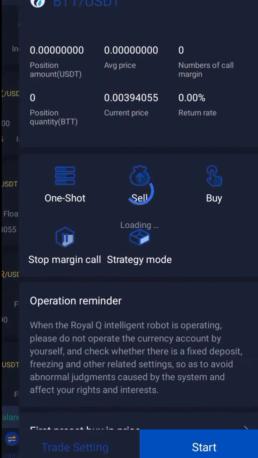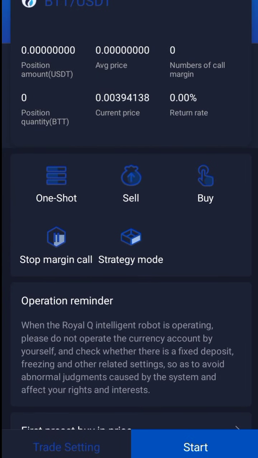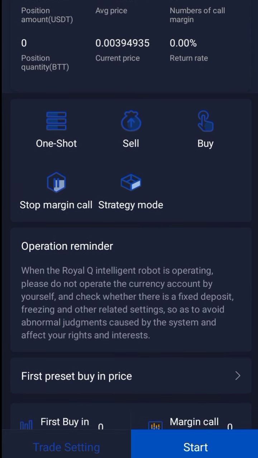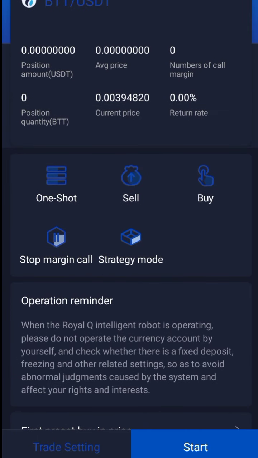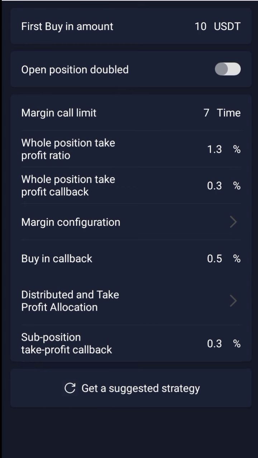So click on BTT. When you look at the BTT, we haven't set up the strategy yet. On the left-hand side, you see trade settings and start. First of all, we have to set it up and then click start. From the top, we are going to explain it when we have finished setting up the trade. So I'll go ahead and click on trade settings at the bottom left.